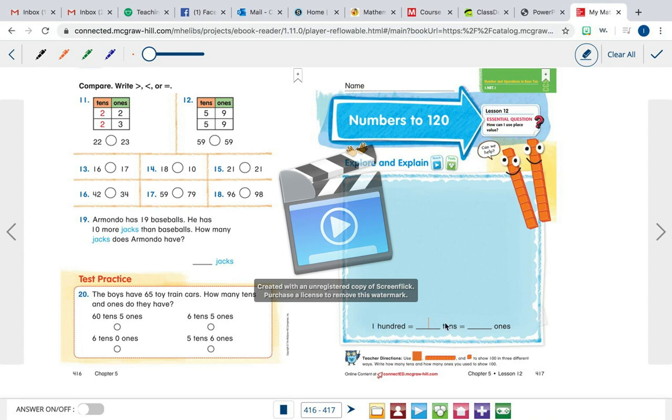So, it says, explore and explain. Use hundreds blocks. Remember, we have our hundreds blocks. We use 10 blocks. These are our 10 blocks here. It has 10 in one of these blocks. And use ones blocks. So those little ones blocks are very tiny because they only have one on them. So let's start. How many different ways can we show with our blocks? How many different ways can we show 100?